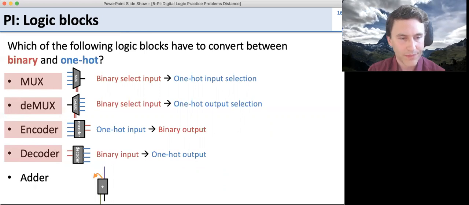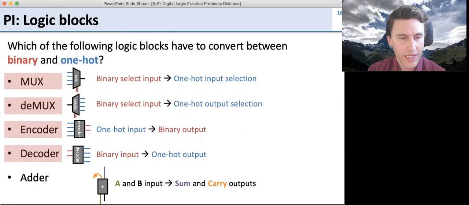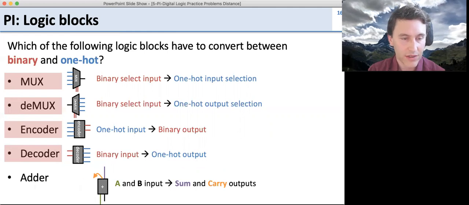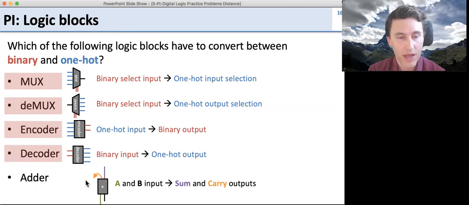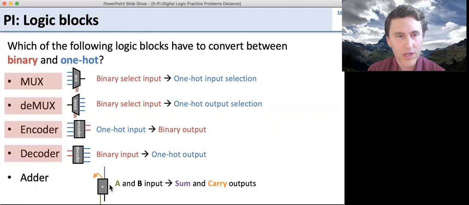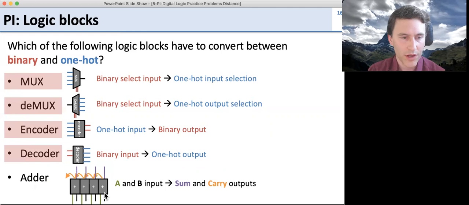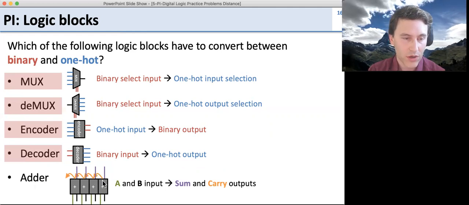How about an adder? Well, what does an adder take in? Sorry, it takes in A and B and generates a sum and a carry out. There's no binary to one-hot encoding conversion going on there. And even when you put a whole bunch of them together, you're just propagating the carry along to the other terms. So this doesn't have any binary to one-hot conversions in it.